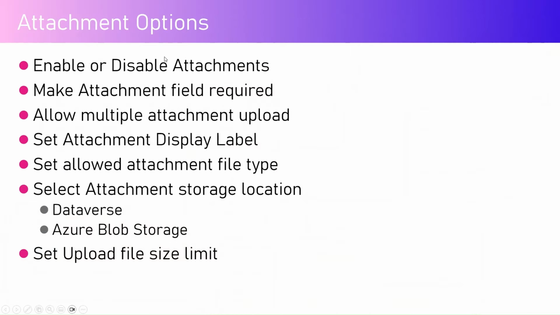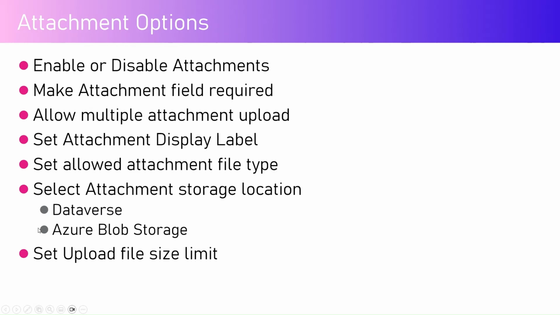Attachment options. In Power Pages, when you use a form, there are multiple options you get as part of attachment. You can enable or disable the attachments. You can make the attachment field required. You can allow multiple attachment file upload, so a user can attach multiple files. You can set the attachment display label. You can set the allowed attachment file type, so if you want to restrict to a specific file type, you can do that. You can select the attachment storage location as Dataverse or Azure Blob Storage.